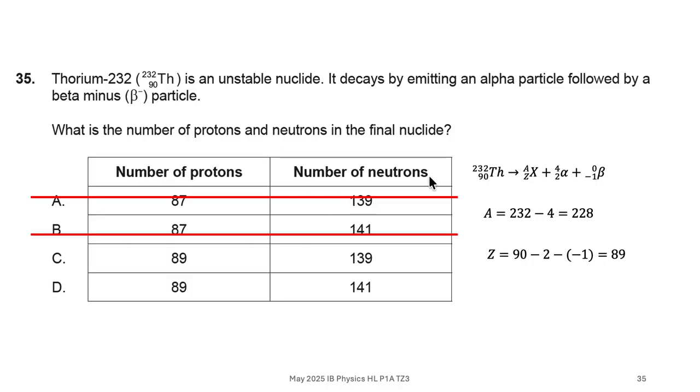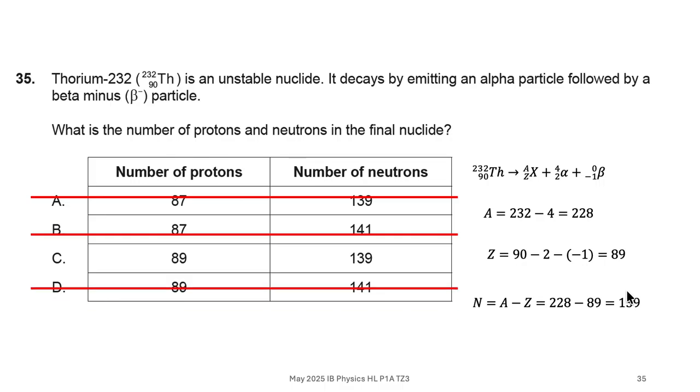And the question is, how do we know the number of neutrons? The number of neutrons is not given here. This is the number of nucleons. We need to find the difference between those numbers. N equals A minus Z, which is going to be 228 minus 89, 139, which is why our answer here is C.